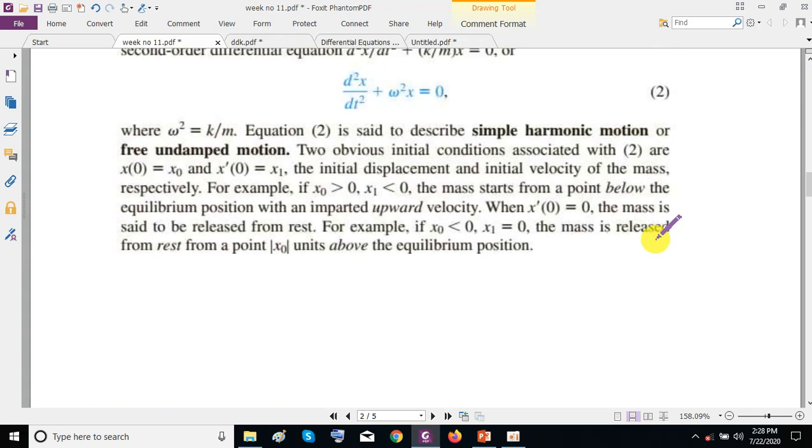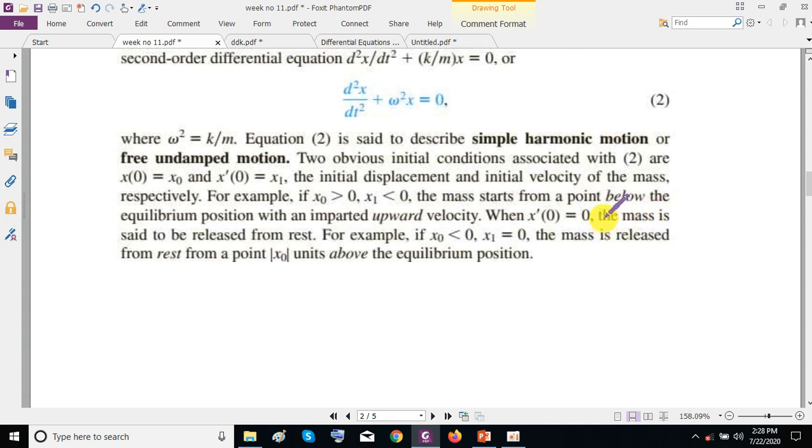Okay, and when x dash is equal to 0, the mass is said to be released from rest. If x dash equals 0, the initial velocity is zero, then we say that the mass is from a rest position. But after that we have two conditions. If, for example, x naught is less than 0, the mass is released from rest from the point x naught, which is above the equilibrium position.